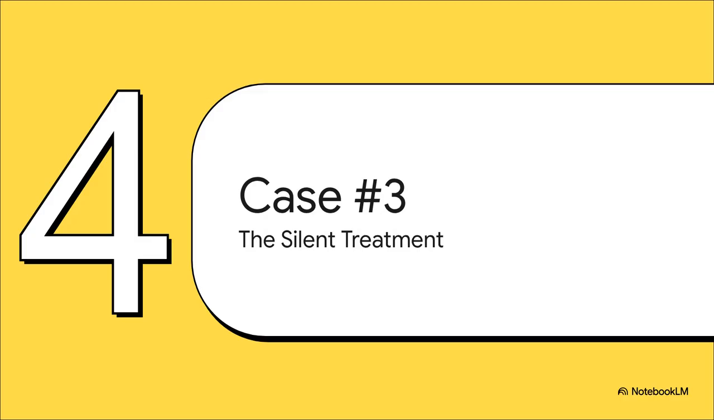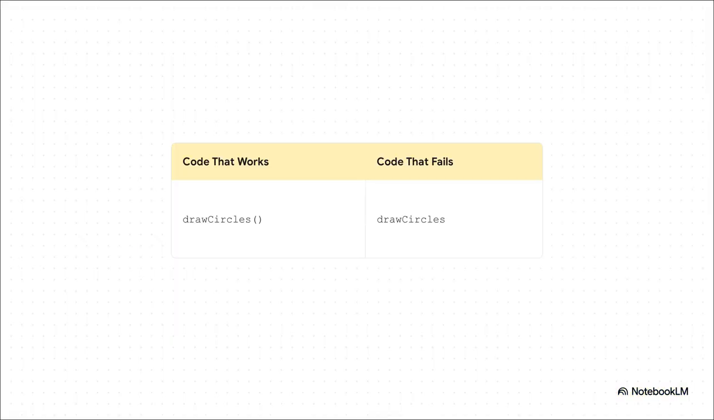Okay, on to our final and maybe the most mysterious case of all, the silent treatment. This is what happens when you've got a function that doesn't even need any arguments, but you still manage to mess it up. And this one is tricky because it fails silently. All right, now this one is really subtle, so pay close attention.